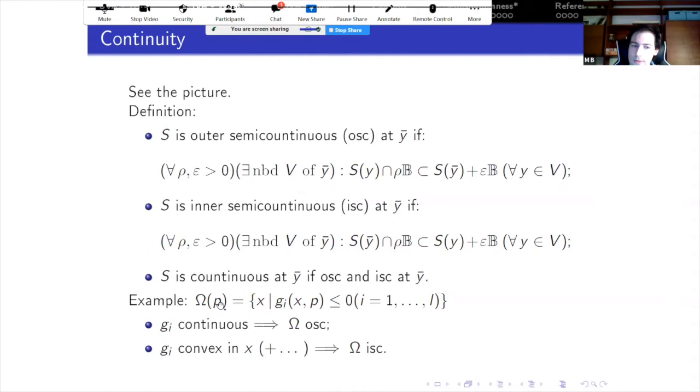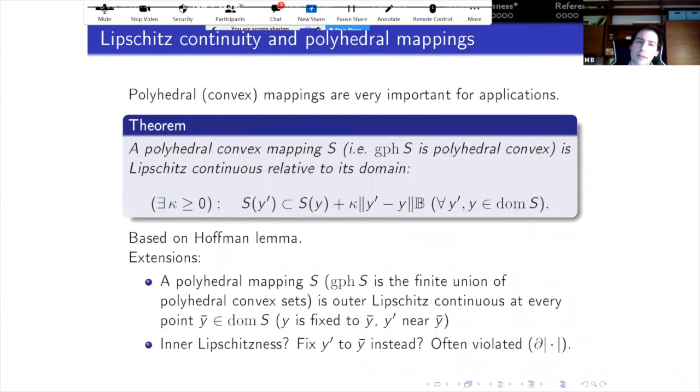If you consider, again, basically this would be the moving set, if we have some parameterized constraints, and we consider this feasible set, then if these mappings g_i are continuous, we get outer semi-continuity of this mapping. However, in order to get inner semi-continuity, we need to assume, for instance, that the mappings are convex in the variable X, and there are some additional technical assumptions. So inner semi-continuity is not such a simple thing. Okay, but continuity itself is not extremely important. Of course, it is important, but let me put it this way: I will focus more on Lipschitz type of continuity.